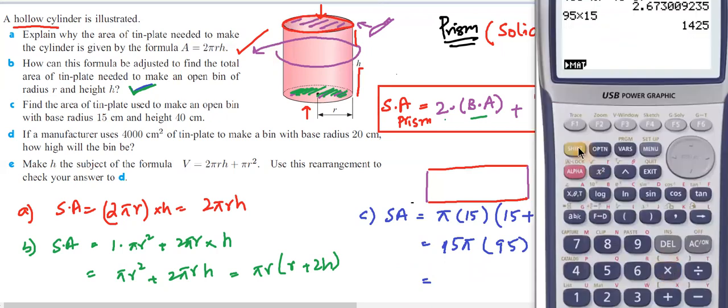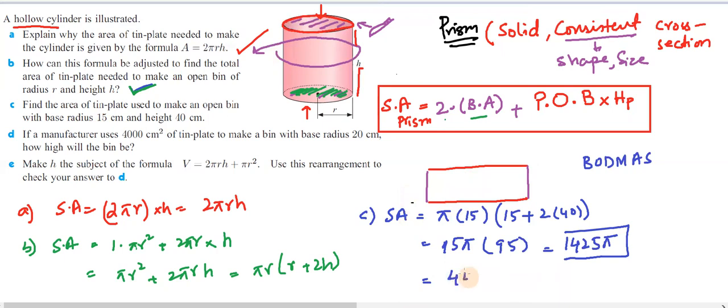1425 times pi is 4476.769. This is in centimeters, so our area will be in square centimeters. Correct to three significant figures, however, this is going to be 4480 square centimeters, and that's it.